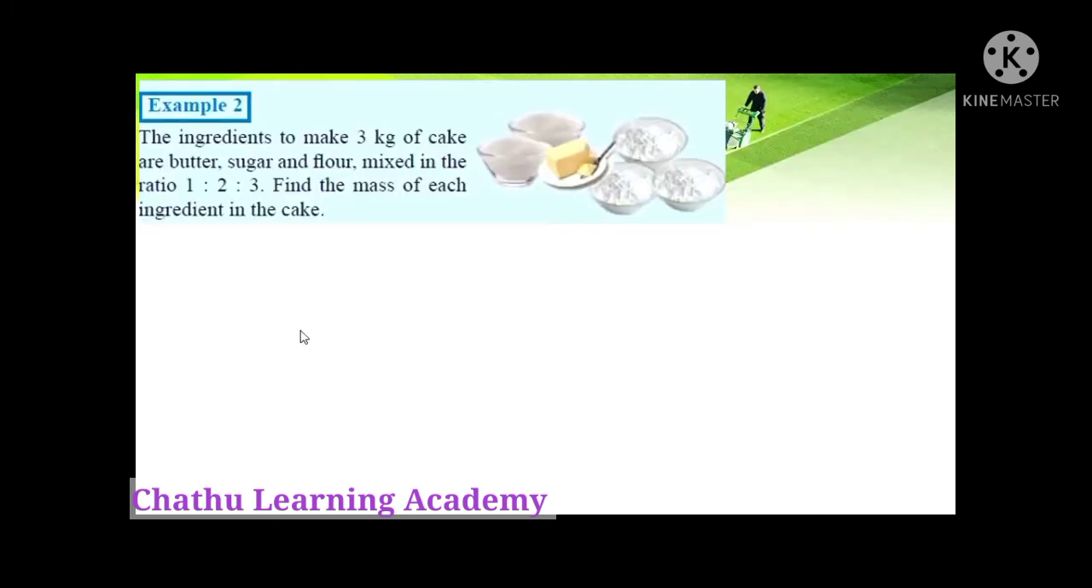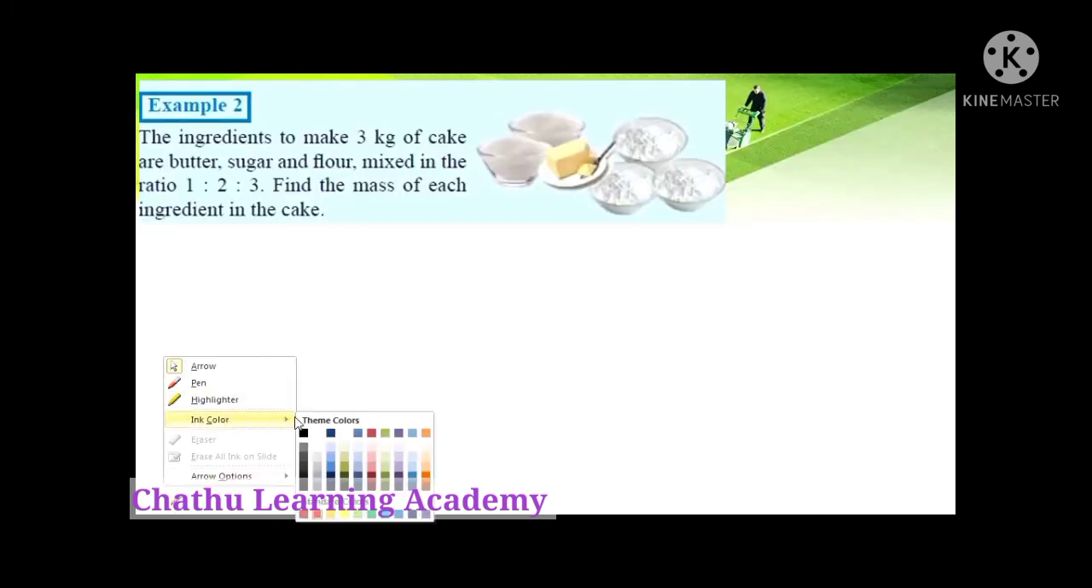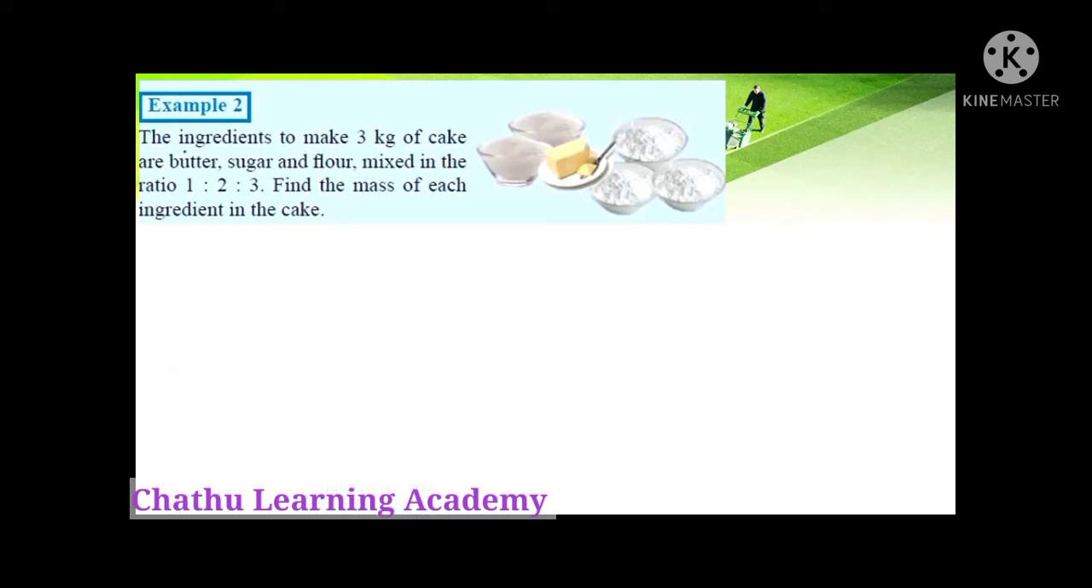Look at this second example. Ingredients to make 3 kg of cake. They give the total mass, 3 kg of cake. Butter, sugar and flour. 1:2:3. This is the ratio between these three amounts. Find the mass of each ingredient in the cake.